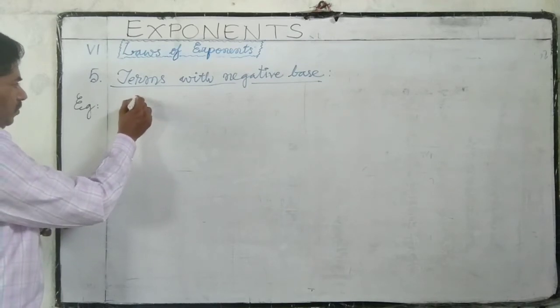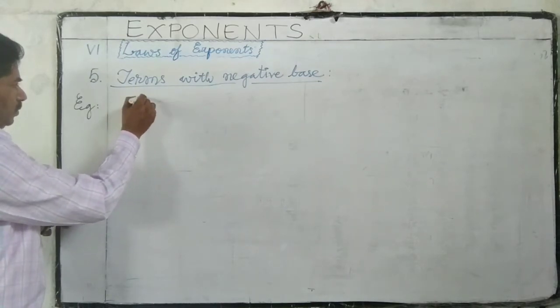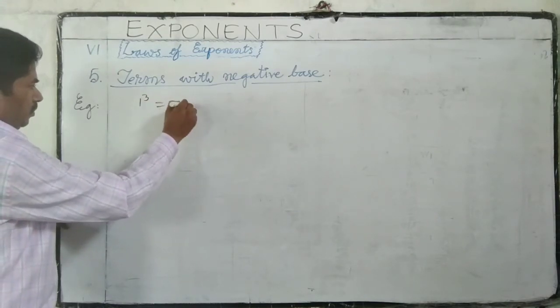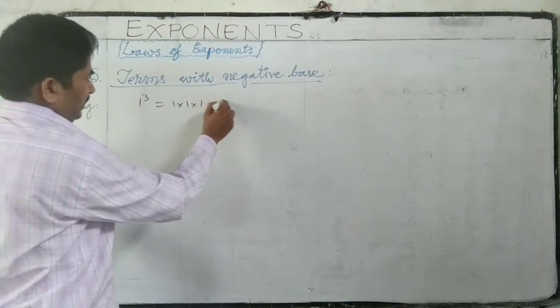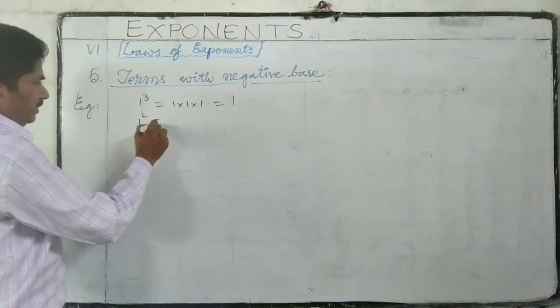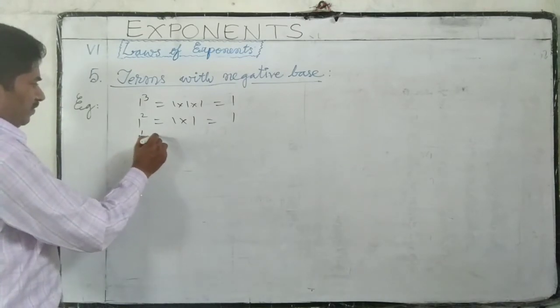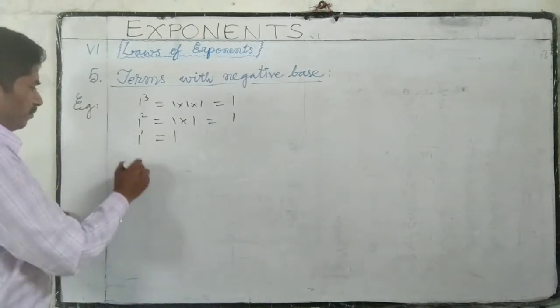One to the power of 3 is equal to 1 into 1 into 1, which is equal to 1. 1 square is equal to 1 into 1, which is equal to 1. 1 to the power of 1 is equal to 1.